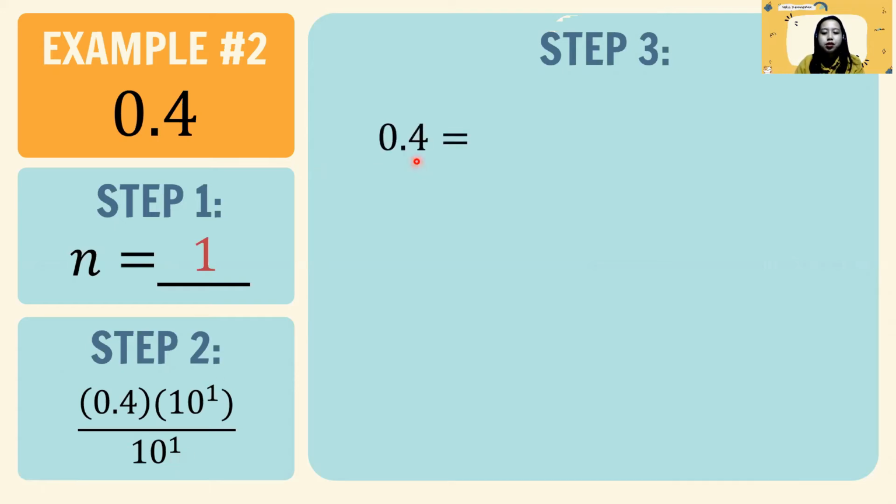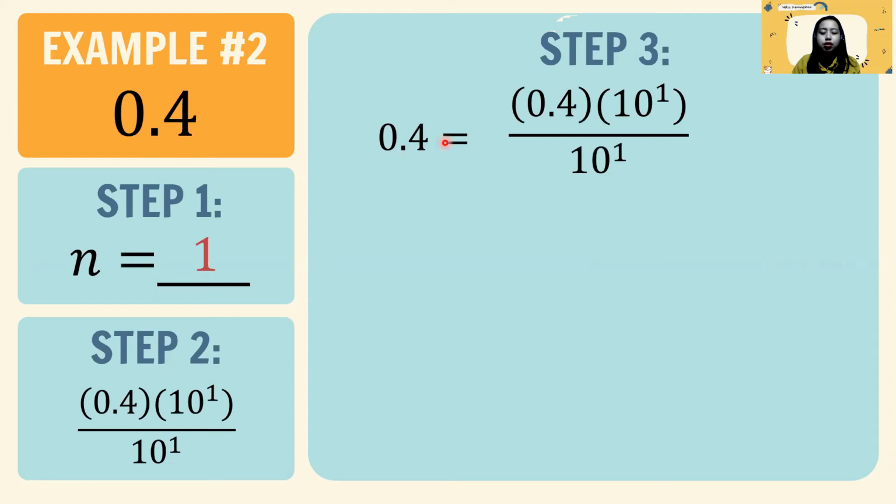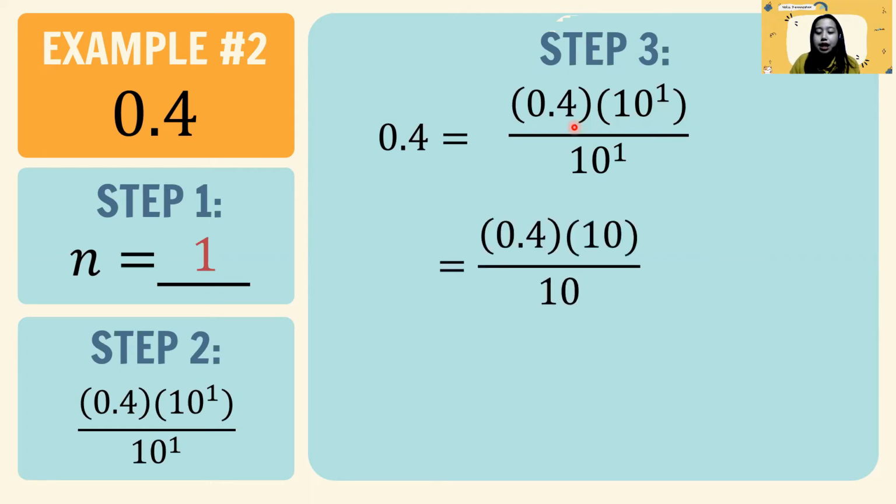Now for step 3, we have 0.4 equals what came from step 2. Now we will simplify the exponent: 10 raised to 1 equals 10. So the new equation will be 0.4 times 10 all over 10. Now, what is 0.4 times 10? That's right. 0.4 times 10 is 4.